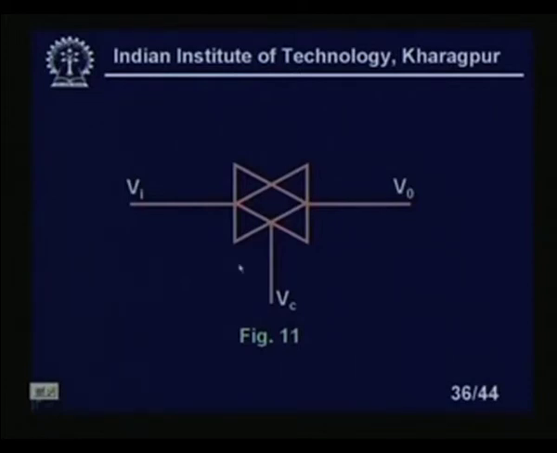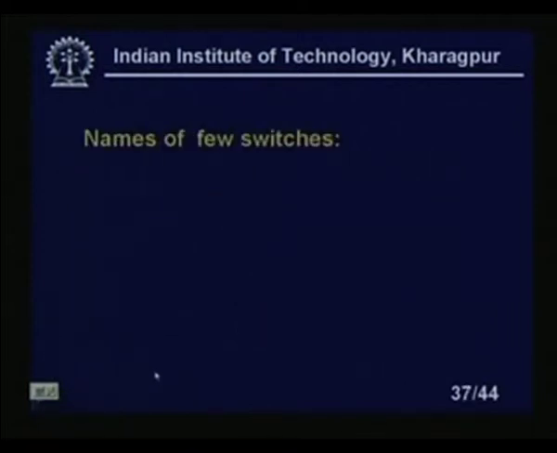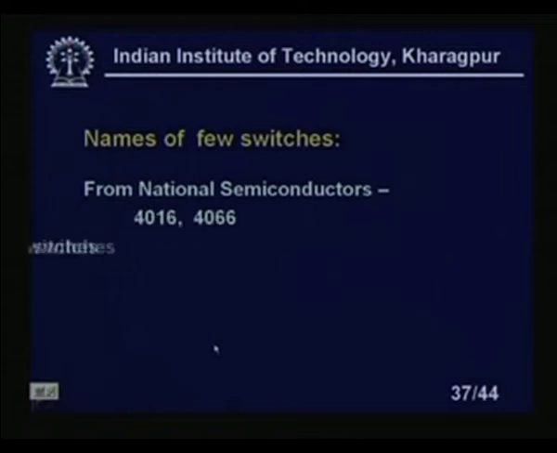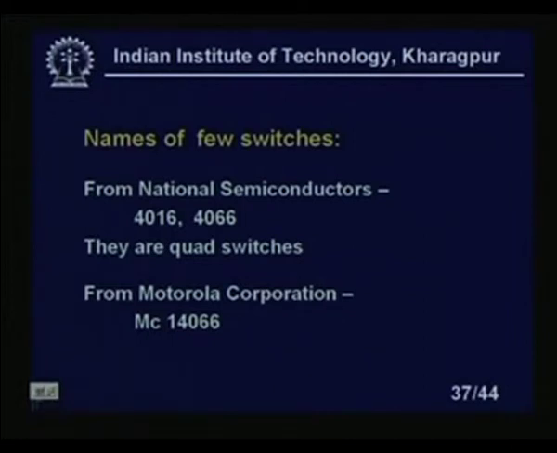Now, using these analog switches, I can build a multiplexer and demultiplexer. Let us look at that. There are some commercial analog switches. These are National Semiconductor switches 4016 and 4066. These are all quad switches, that is 4 switches in one chip. And from Motorola we have 14066. This is also a quad switch, and in both cases it is a 14-pin dual inline package.